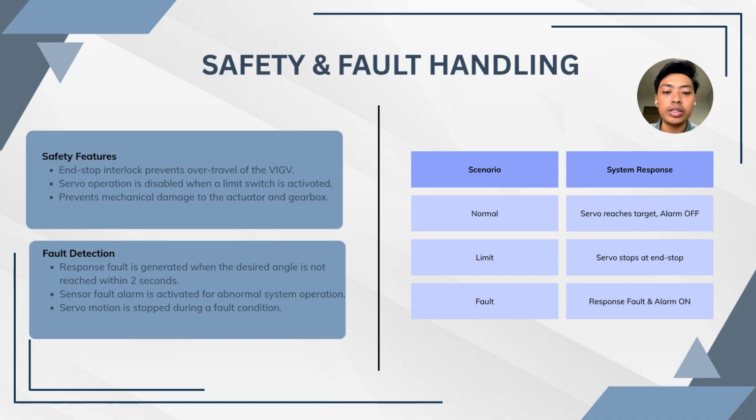However, if the target position is not achieved within 2 seconds, the PLC identifies it as a response fault. The servo motor will stop immediately and the alarm will activate to alert the operator of the abnormal condition. As summarized in the table, under normal operation, the servo reaches the target position successfully. If an end stop is reached, the servo stops safely, and during a fault condition, the system generates a response fault and activates the alarm. These safety features help improve reliability and protect the VIGV control system from any potential damage.